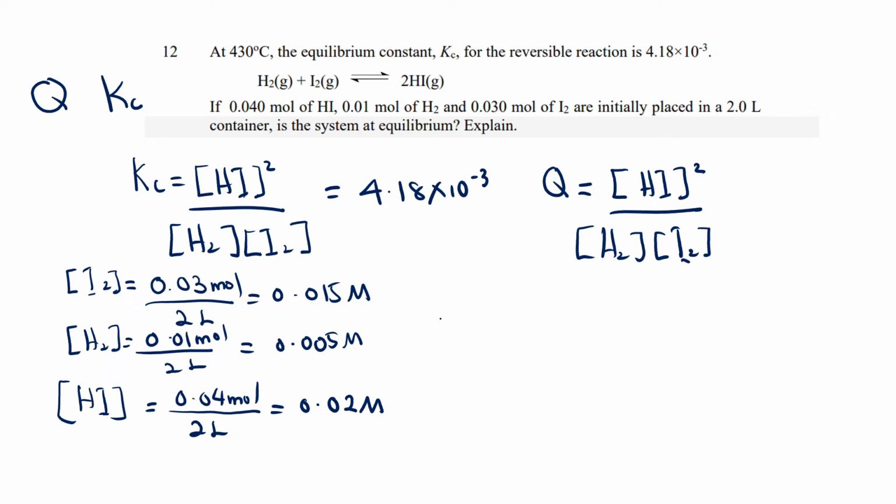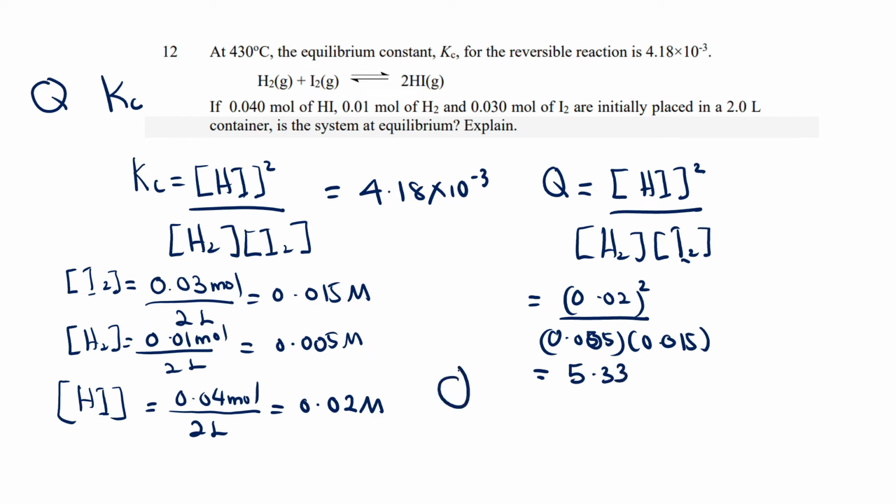Okay, so gantikan saja di sini hydrogen, okay, 0.02 square over hydrogen is 0.005 times 0.015. So we get 5.33. Jadi sekarang kita compare apa? Q compare with Kc. Jadi Q is 5.33, Kc is 4.1 exponent negative 3. So obviously Q is greater than Kc.